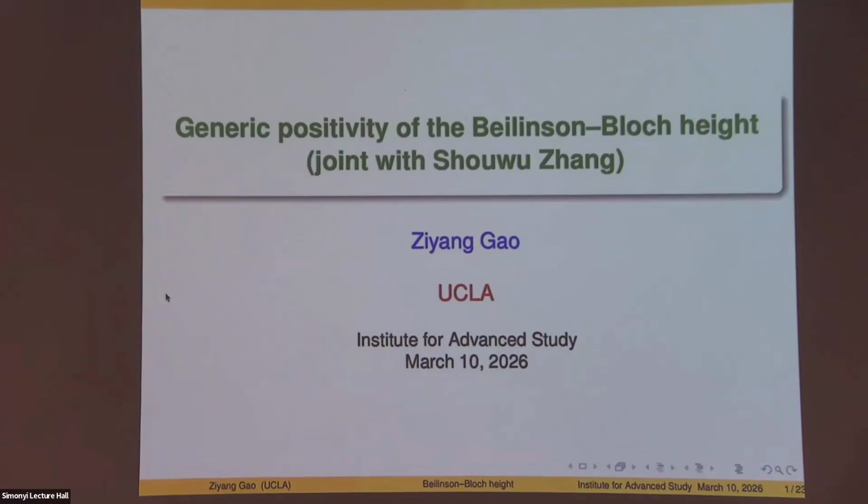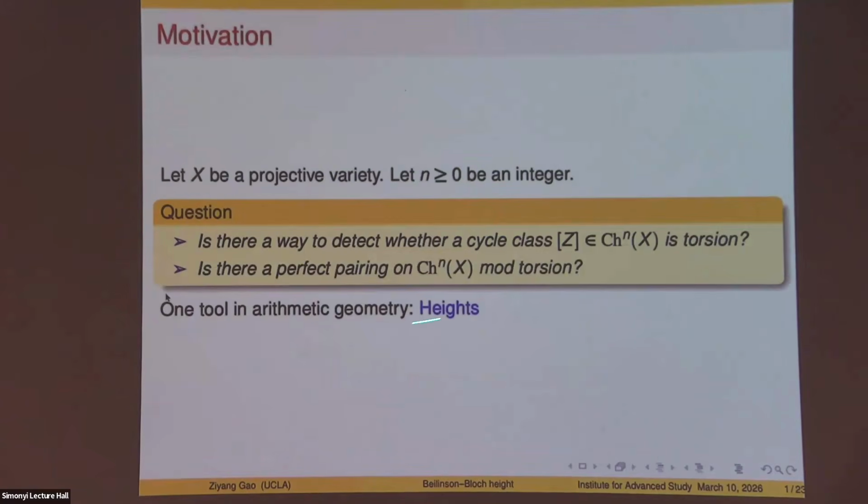But today, let me start with some motivation, and this is a motivation more in algebraic geometry, or, for example, the second part also in number theory like the Kudla program. So let X be a projective variety, and let's take an integer, a non-negative integer. Here are two questions that one can ask almost immediately. Is there a way to detect whether a cycle class is torsion or not in the Chow group? So whether it's torsion or not up to rational equivalence. And is there a perfect pairing on the Chow group, modulo torsion, of course? Is there a perfect pairing?